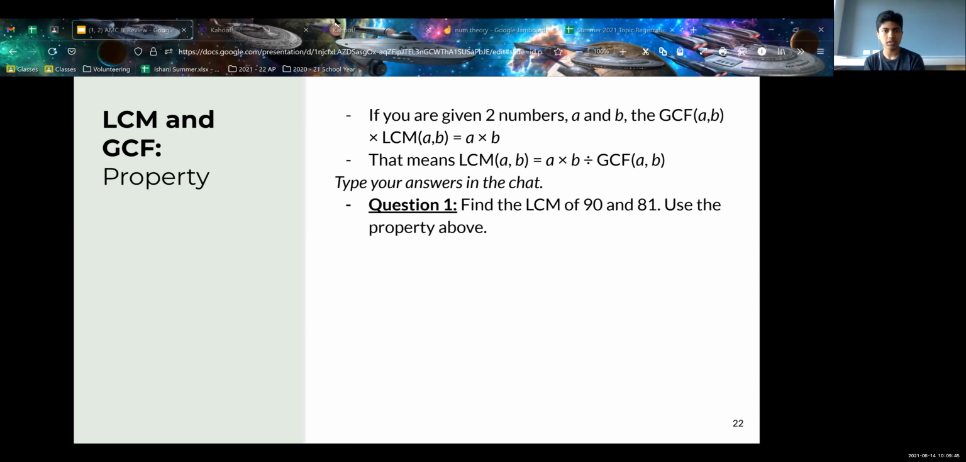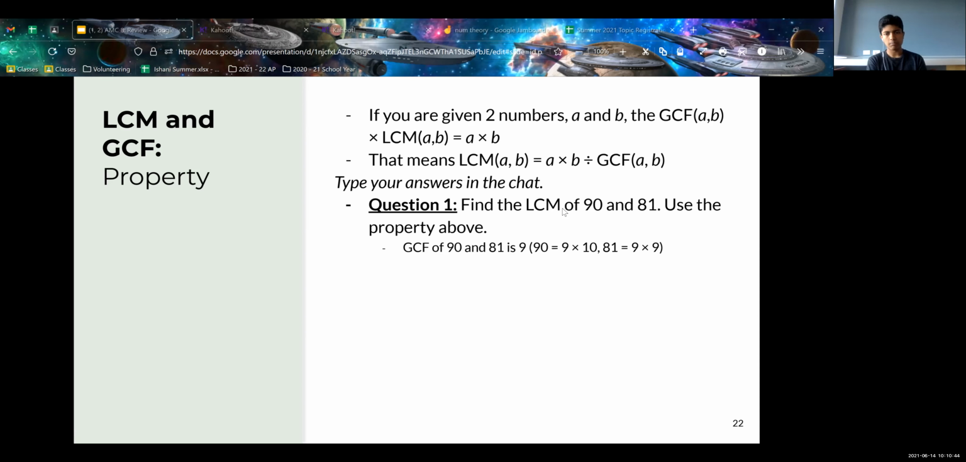Okay, so let's look at an example: the LCM of 90 and 81. Find the LCM of both of those numbers. All right, so the GCF of 90 and 81 is 9. That's the greatest common factor that divides into both of those numbers.